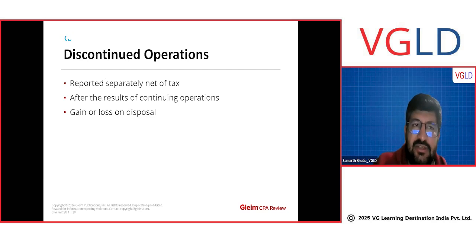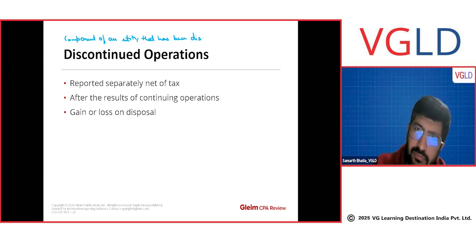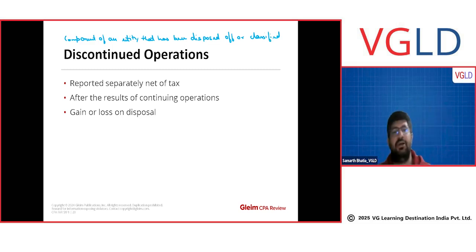So I'm writing here, it's a component of an entity that has been disposed of or classified as held for sale. Meaning, as soon as I get a perfect customer for purchasing my asset, I'll sell my asset.